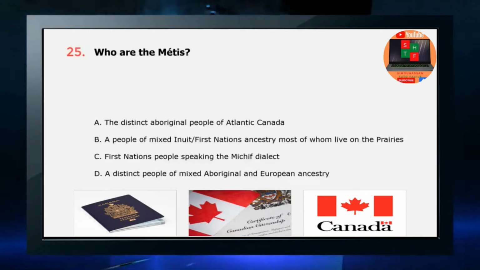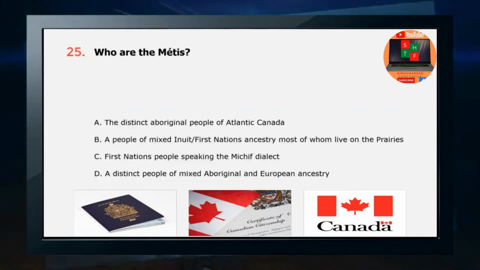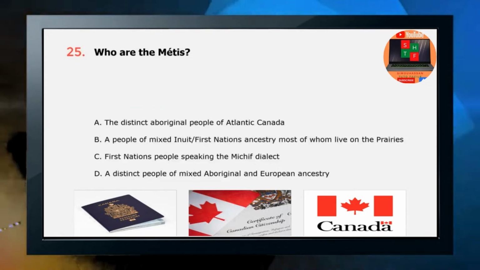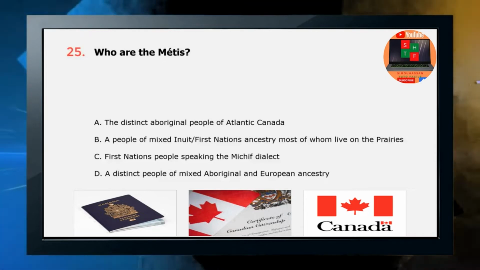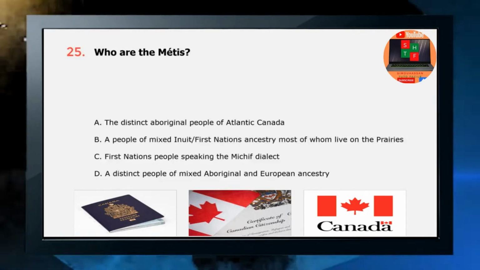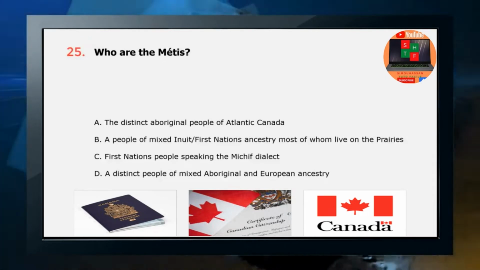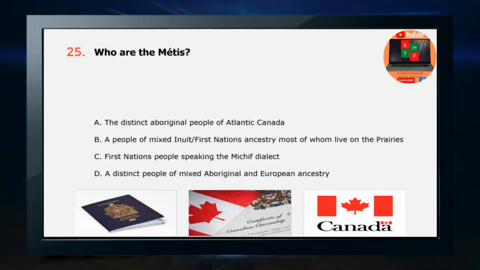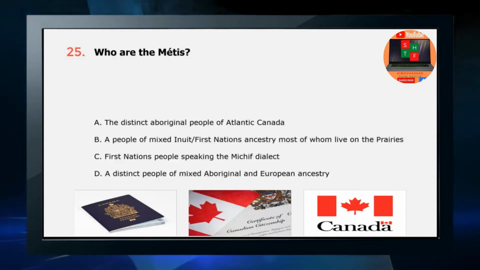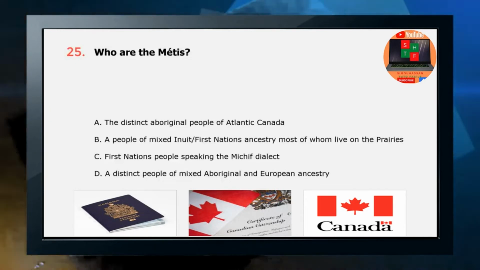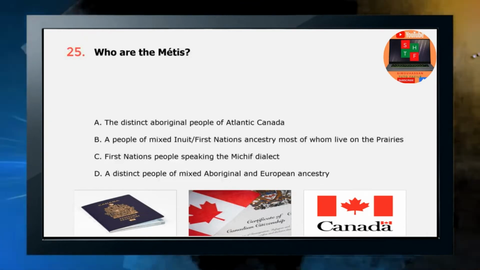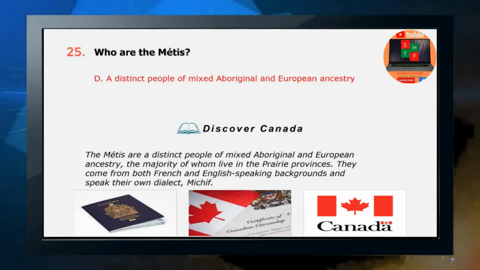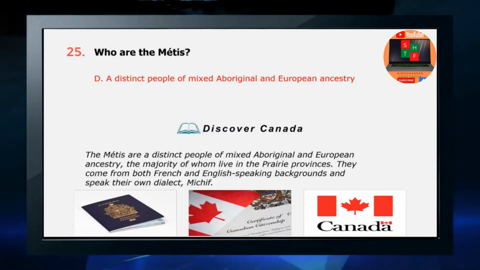Question 25. Who are the Métis? A. The distinct Aboriginal people of Atlantic Canada. B. A people of mixed Inuit or First Nations ancestry, most of whom live on the prairies. C. First Nations people speaking the Michif dialect. D. A distinct people of mixed Aboriginal and European ancestry. The answer is D. A distinct people of mixed Aboriginal and European ancestry.